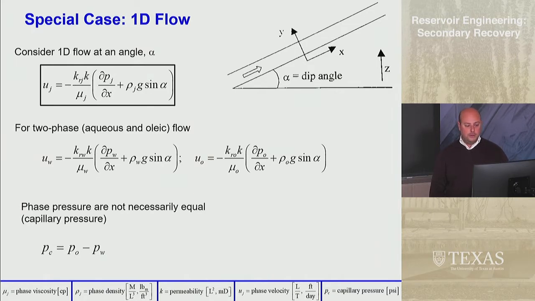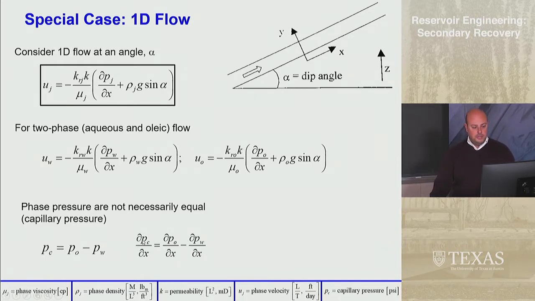And I will tell you that they're not equal, or maybe you'll have to make an assumption and say that they're equal if I don't specify otherwise. But in general, Po is not equal to Pw, and Pc is a function of saturation. Also, you could take the derivative of this, so dPc/dx is equal to dPo/dx minus dPw/dx.